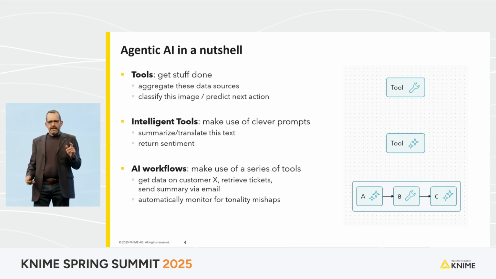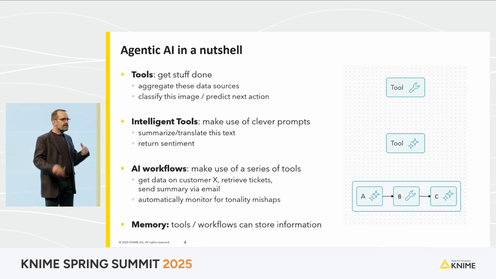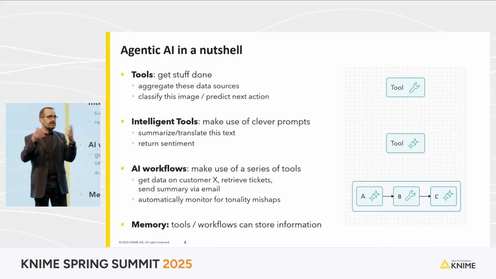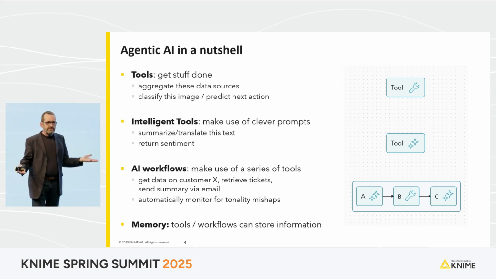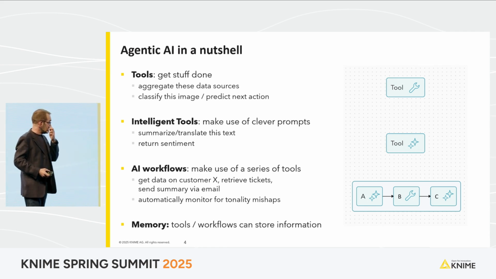In addition to that, there's often this mentioning of memory, that agents learn, they store stuff, they remember stuff. They don't remember stuff, they do, but they remember stuff by storing it somewhere. That could be as simple as a file, could be a database, it could be just a document, and I'll show a couple of examples of that as well.